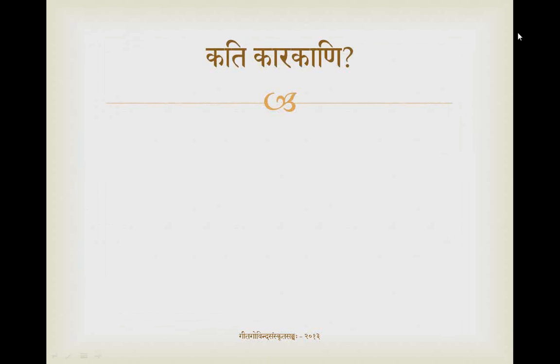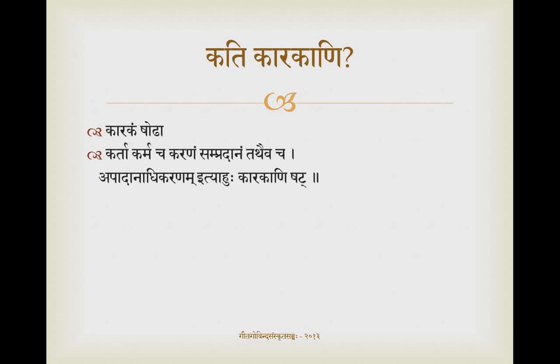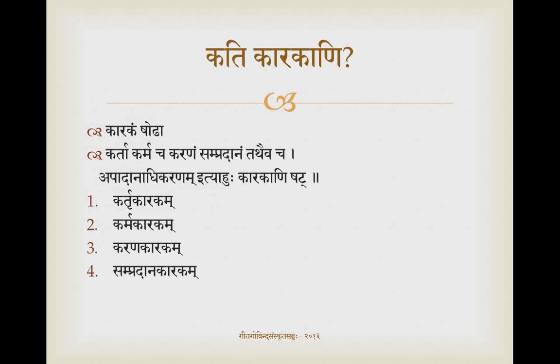How many karakas? I'm sure everybody knows this. Kati karakani bhavanti? Shat karakani, right? So there are six karakas. Karakam shodha vibhajyate. Karta karma cha karanam sampradanam tathaiva cha apadanadhikaranam ityahu karakani shat. So there are six karakas. Karta karakam, the subject of action. Karma karakam, the object. Karana karakam, the instrument. Sampradana karakam, the receiver of something which is given. Apadana karakam, the point of separation. Adhikarana karakam, the location or the substratum.